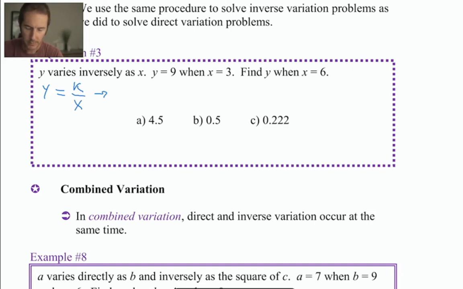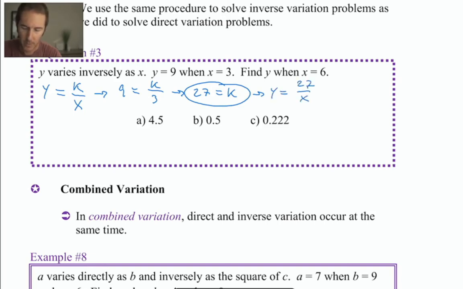Step 2, plug in the given information and solve for k. So y is 9 equals k divided by x value of 3. Solve for k. Multiply both sides by 3 to find that 27 is equal to k. Plug that into the original equation that we designed. Y equals k over x becomes y equals 27 over x.